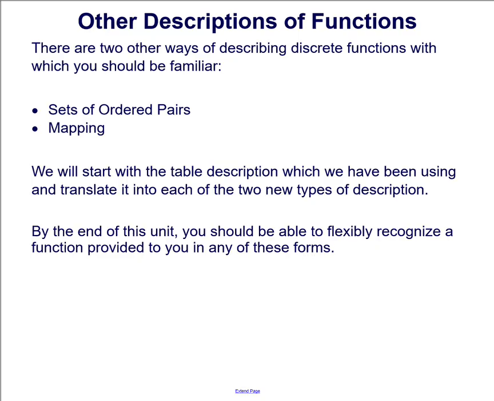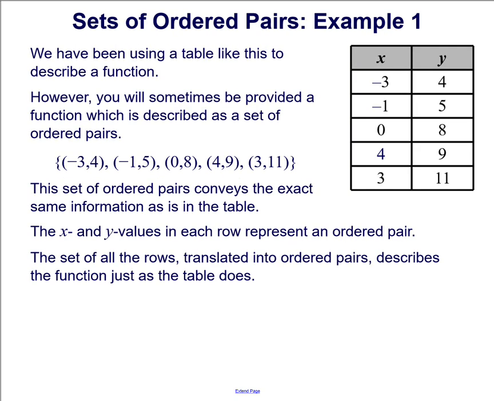By the end of this unit, you should be able to flexibly recognize a function provided to you in any of these forms. Sets of ordered pairs, example number 1. We have been using a table like this to describe a function. However, you will sometimes be provided a function described as a set of ordered pairs, as you see here. This set of ordered pairs conveys the exact same information as the table. The x and y values in each row represent an ordered pair. The set of all the rows translated into ordered pairs describes the function just as the table does.